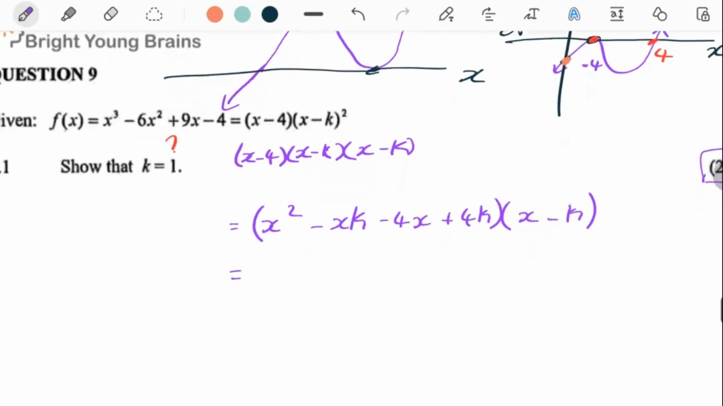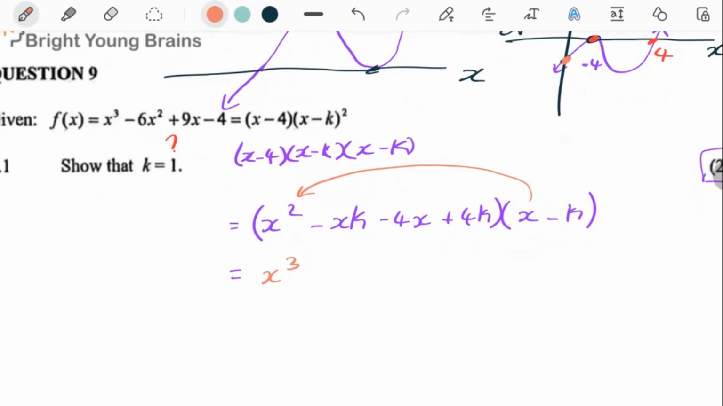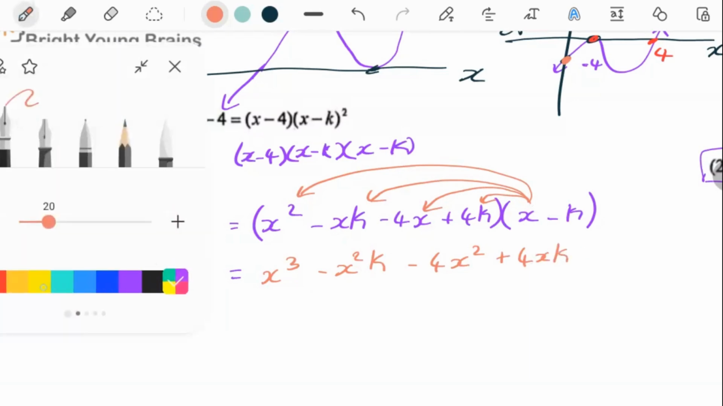So if you multiply this third bracket with all these, we can say x times x squared, which is going to be x cubed. And then we're going to say x times -xk, that's going to be -x squared k. Then x times this value is going to be -4x squared. And then x times this value is going to be +4xk.